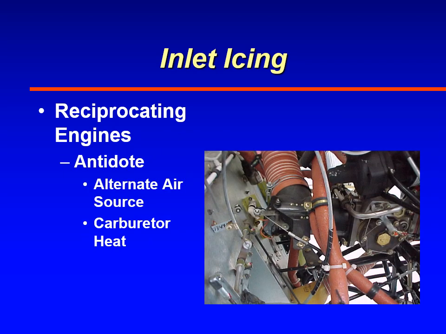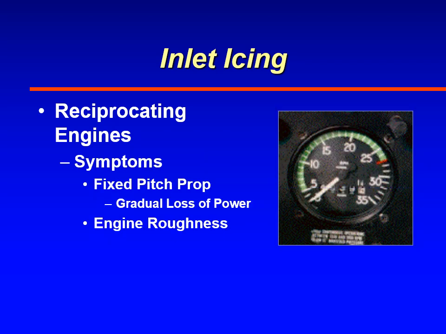The antidote is an alternate air source. In other words, you have a control in the aircraft that will allow you to select another source of air for combustion. And if you have a carbureted airplane, you can turn on carburetor heat. That won't melt the ice, but it'll give you another source of air for the engine to use for combustion.